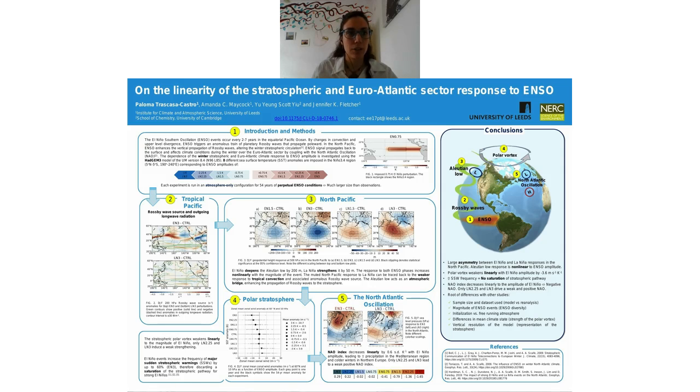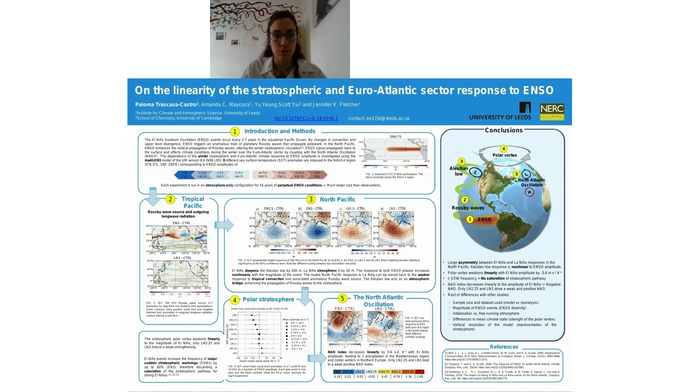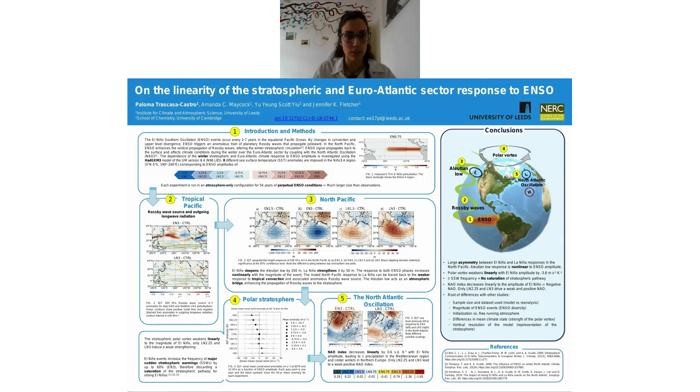Today I'm going to talk about the linearity of the stratospheric and Euro-Atlantic sector response to the El Niño Southern Oscillation, or ENSO. In my poster, you can follow the order by the numbered sections, and also in this little plot on the right of the poster, you can see the order of the experiments that I'm going to talk about.